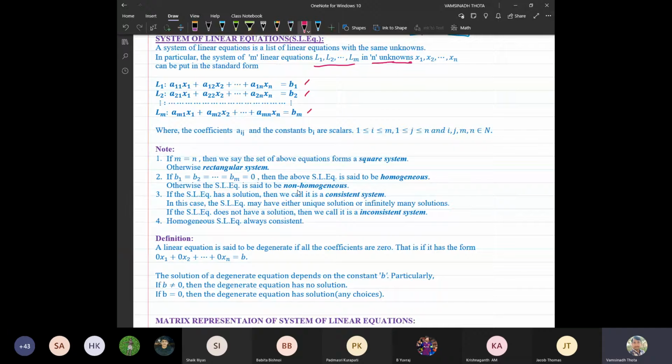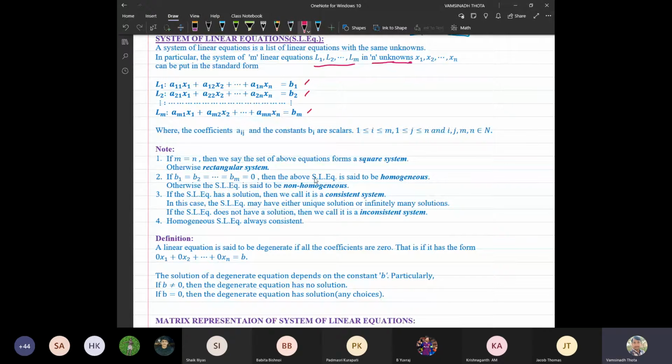Otherwise, such a system is called a non-homogeneous system. Otherwise means if there exists at least one equation with a non-zero constant term, such systems are called non-homogeneous. At least one. But to say homogeneous system, all the constants should be equal to 0.